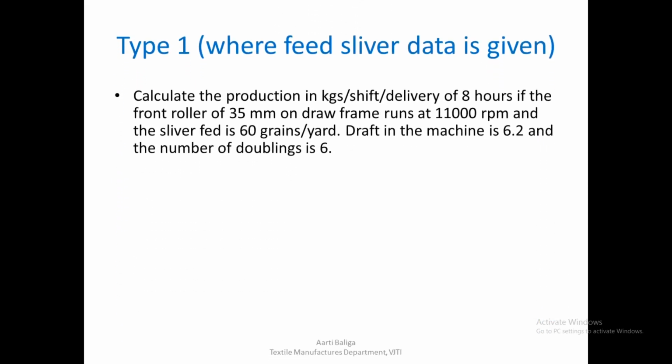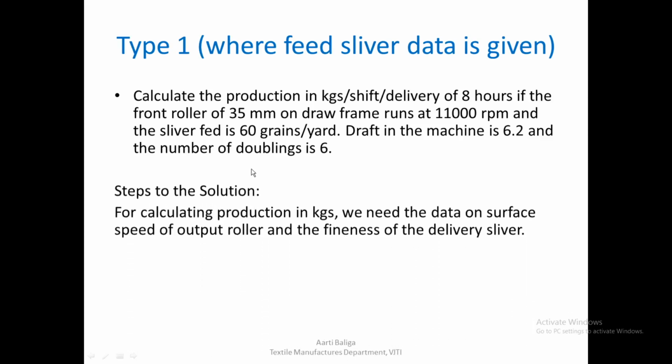So let us go to the type 1 kind of problems where feed sliver data is given to us. If we have to find out the production when feed sliver data is given, how do we do that? So the problem is like this. Calculate the production in kgs per shift per delivery of 8 hours, if the front roller of 35 on draw frame runs at 11,000 rpm and the sliver fed is 60 grains per yard. Draft in the machine is 6.2 and the number of doublings is 6.